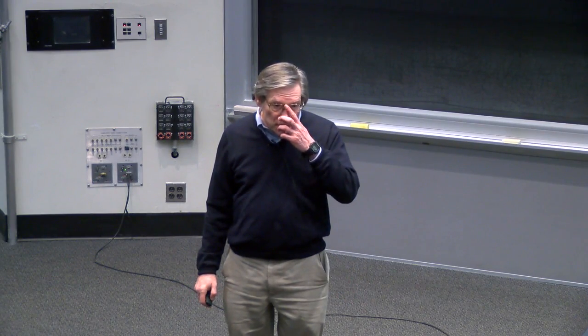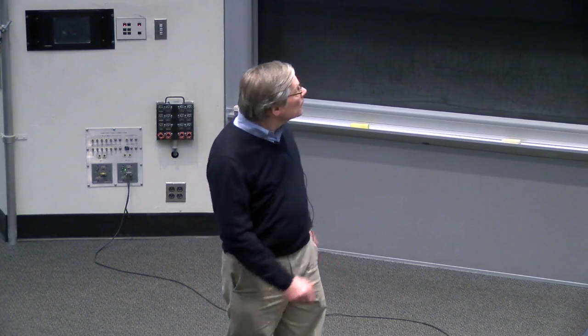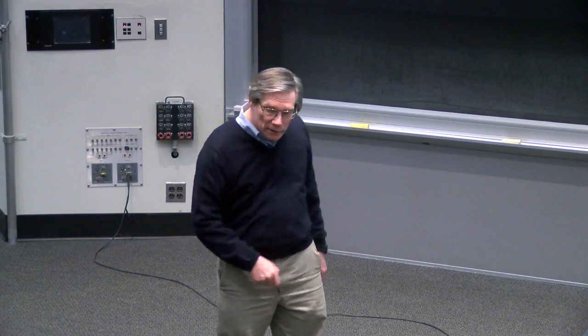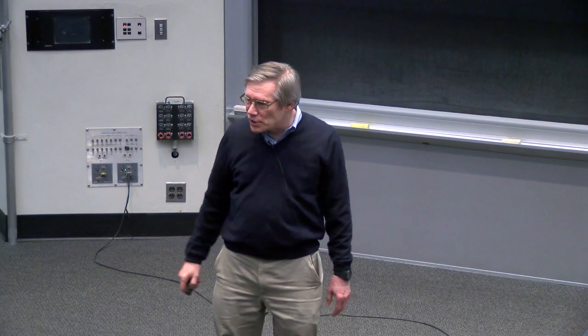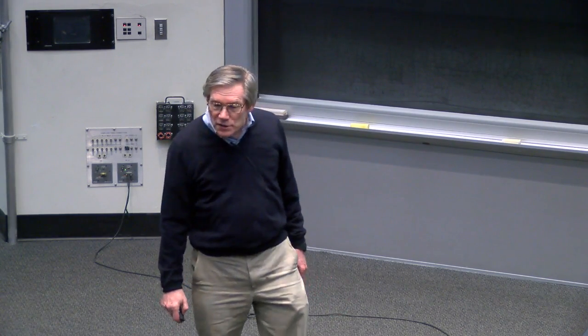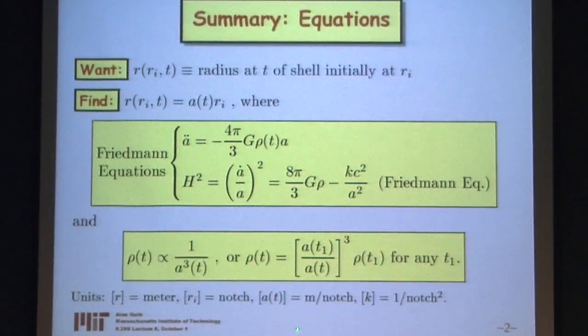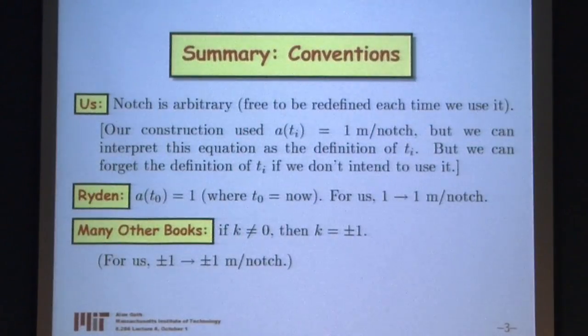So we can always adjust the meaning of a notch so that k has whatever value we want, as long as we can't change its sign by changing the units. And if it's 0, we can't change it by changing its units. But as long as it's non-zero, we can make it any value we want. And in fact, that is often used in many textbooks. And that's, I guess, what I want to talk about next, the conventions that are used to define a of t.